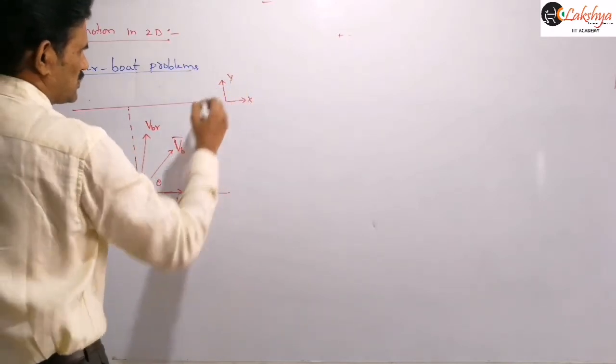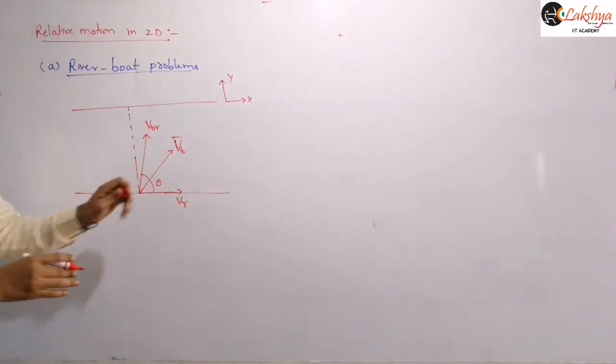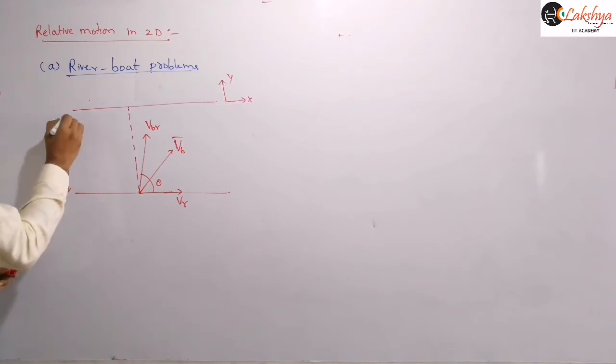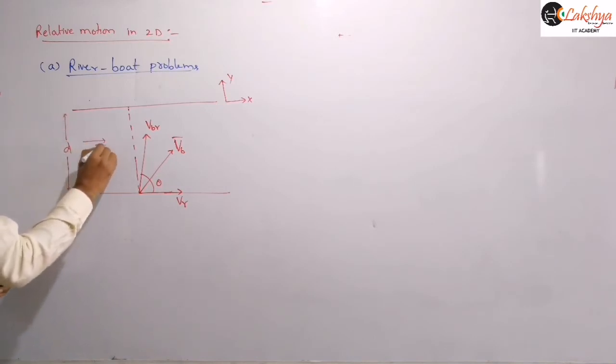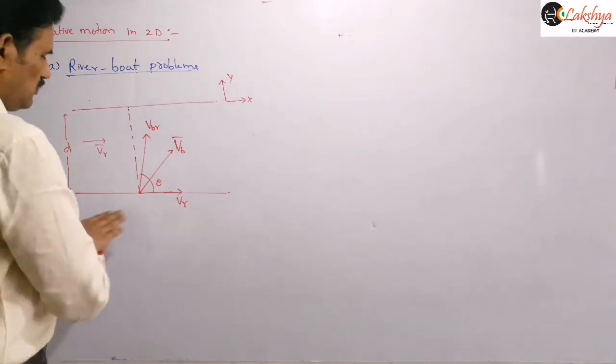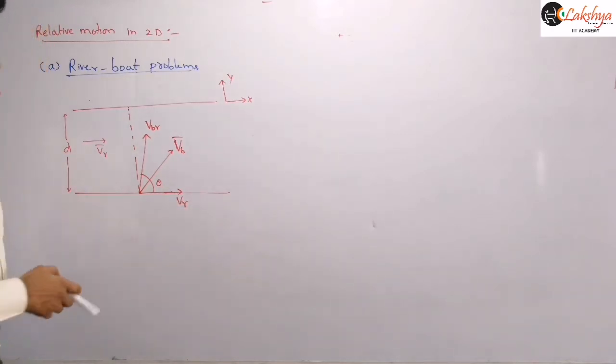This x and y axis we are taking in horizontal plane. This is in horizontal plane. And let us take this d as the width of this river. That means water is flowing along this direction here, which is represented here. That VR direction I am representing here, right? Water is flowing along the direction.